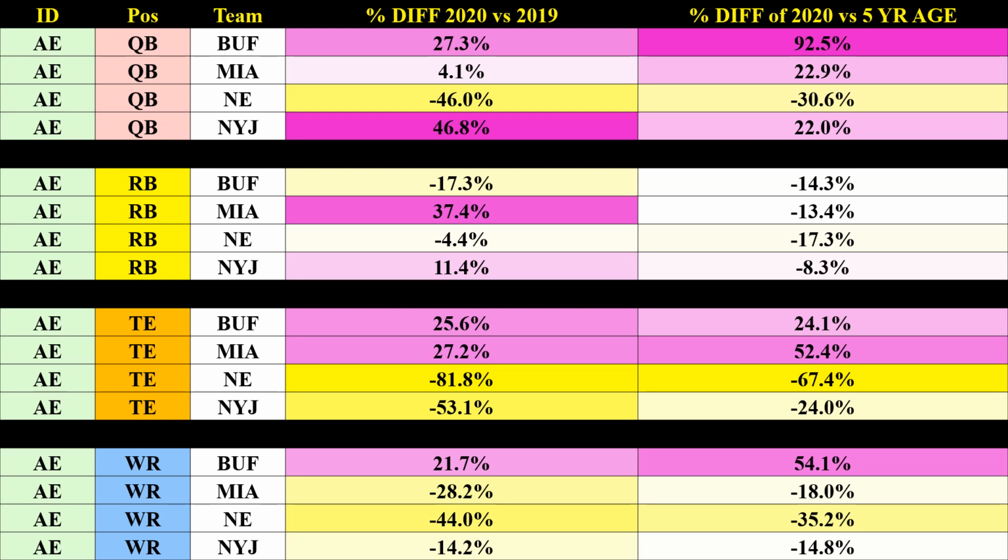Wide receivers, only Buffalo has perked up from 2019 and the 5-year average. Everybody else has dropped. The Jets is kind of number 2, coming in at minus 14%. So they dropped, but not just tragically, whereas New England and Miami have dropped, and I have concerns about the running back ones coming out of those teams. We'll see what happens, but right now I'm bearish on those.